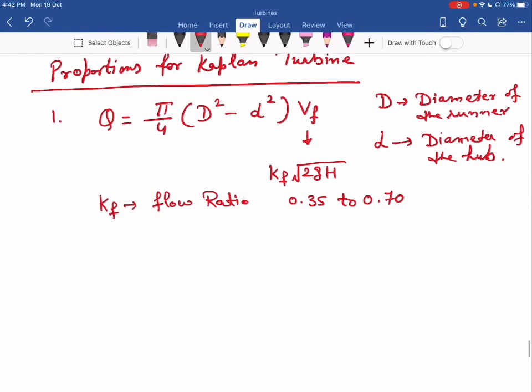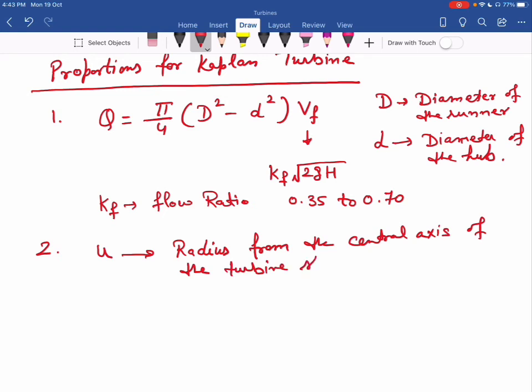Then the second thing here is the tangential velocity, or the peripheral velocity u of the runner, varies with the radius. This value of u varies with the radius from the central axis of the turbine shaft. So the value of u changes from one section to another section. It changes from the internal section of the blade to the tip of the blade. So in case of an axial flow runner, this u varies from section to section.